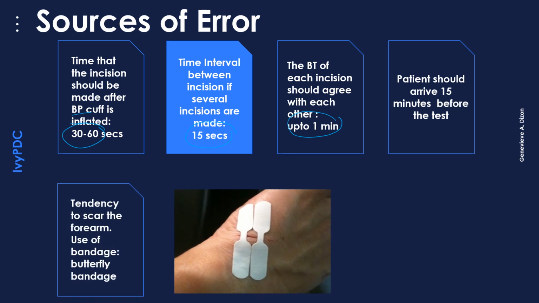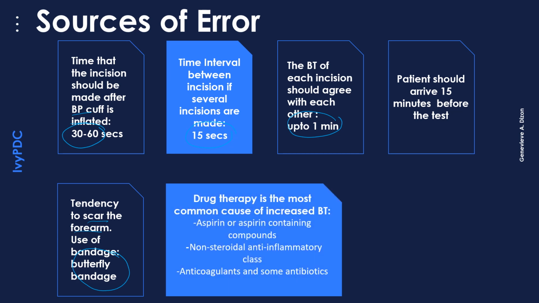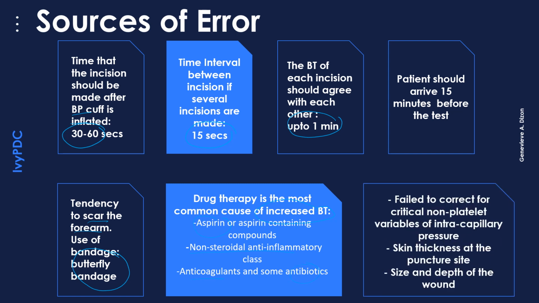And when performing the IVY method, a scar on the forearm may be seen, so a butterfly bandage may be used. There are also some drugs that can increase the bleeding time. Examples would be aspirin, nonsteroidal anti-inflammatory drugs, anticoagulants, and some antibiotics. The IVY method and the Duke method may be affected by the following as well. Certain non-platelet variables may affect these tests: the thickness of the skin on the puncture site and the size and depth of the wound.